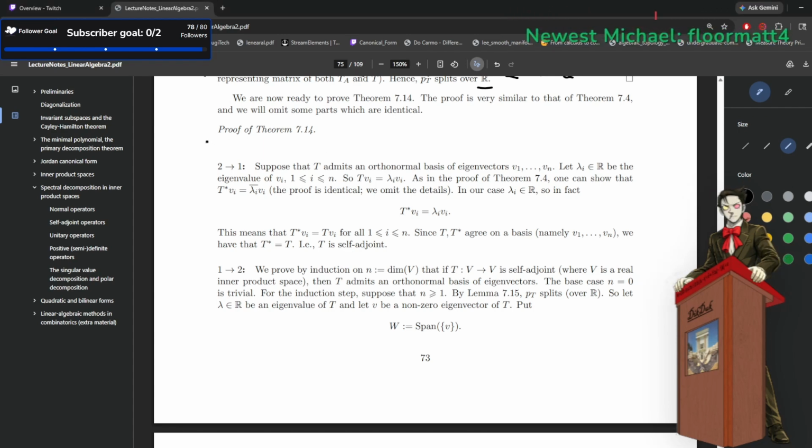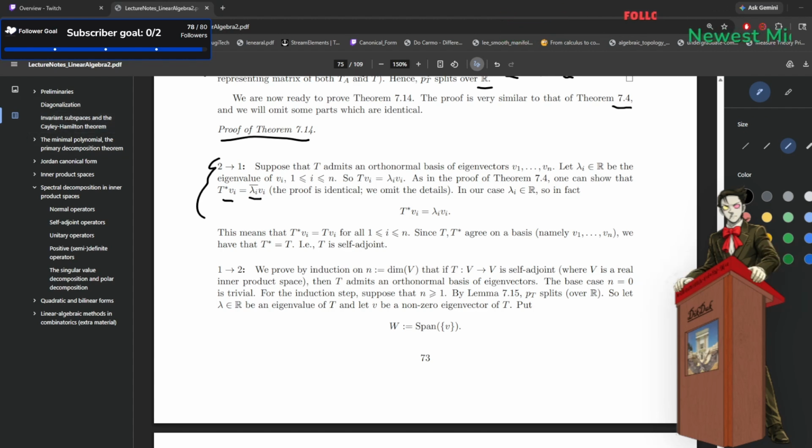Now, we are ready to prove theorem 7.14. The proof is very similar to that of theorem 7.4, and we will omit some parts which are identical. Proof for 7.14. We're going to travel from 2 to 1. Suppose that T admits an orthonormal basis of eigenvectors v1 through vn. Let lambda i be a real number, the eigenvalue of vi, where 1 is smaller or equal to i, is smaller or equal to n, so that T vi is equal to lambda i vi. As in the proof of 7.4, we can show that T star vi is equal to the conjugate of lambda i times vi. Now, the proof is identical.